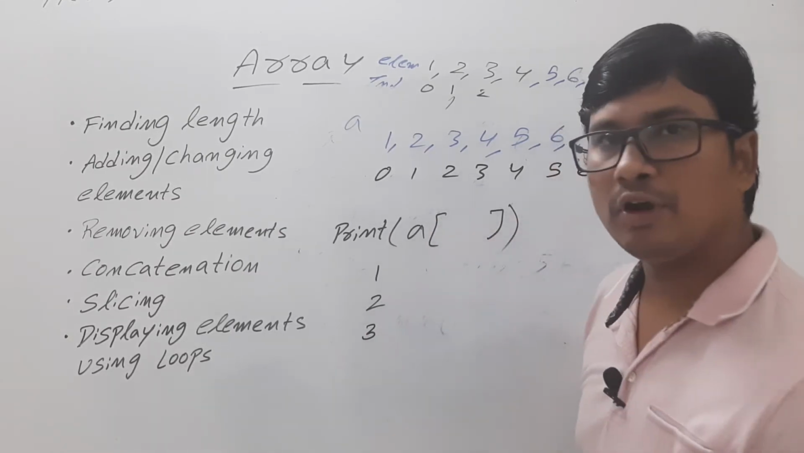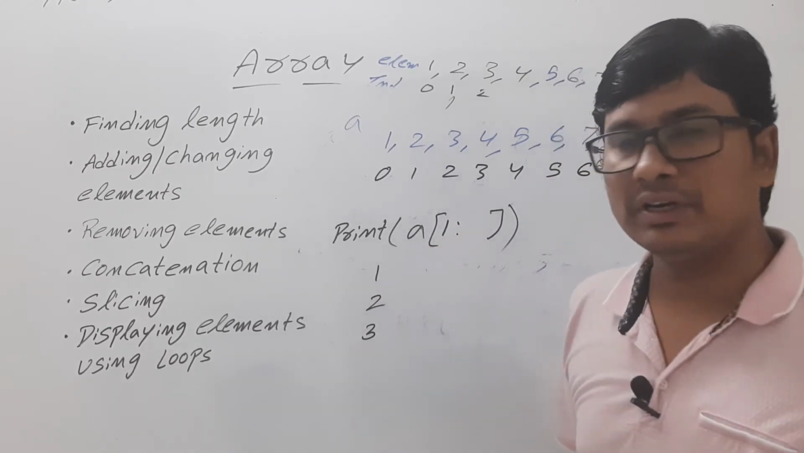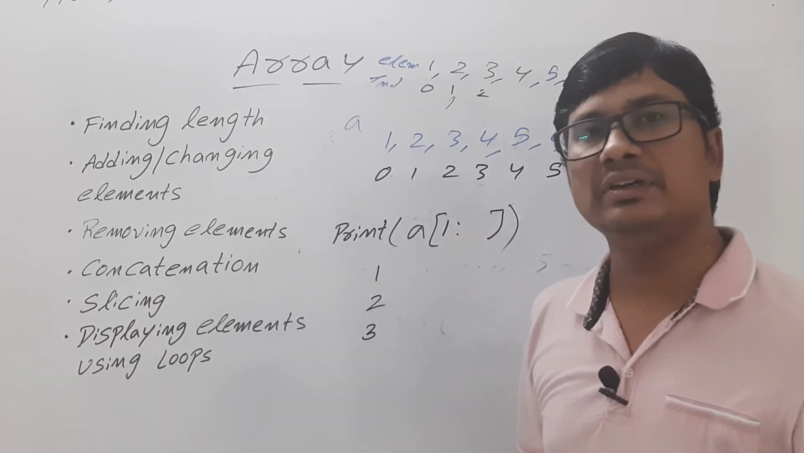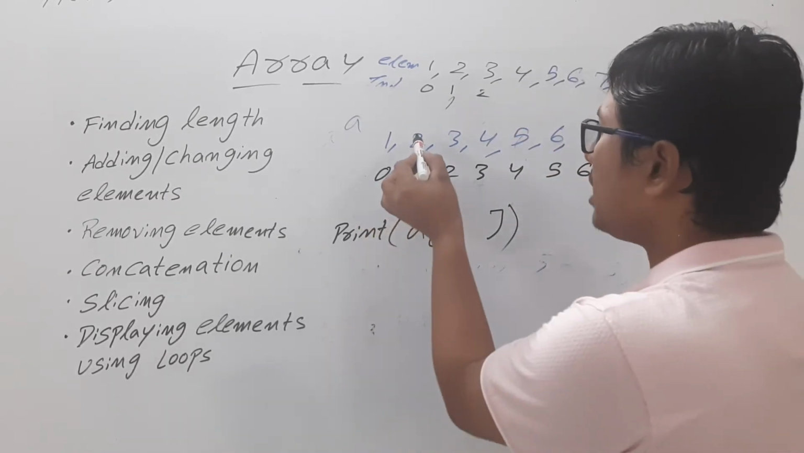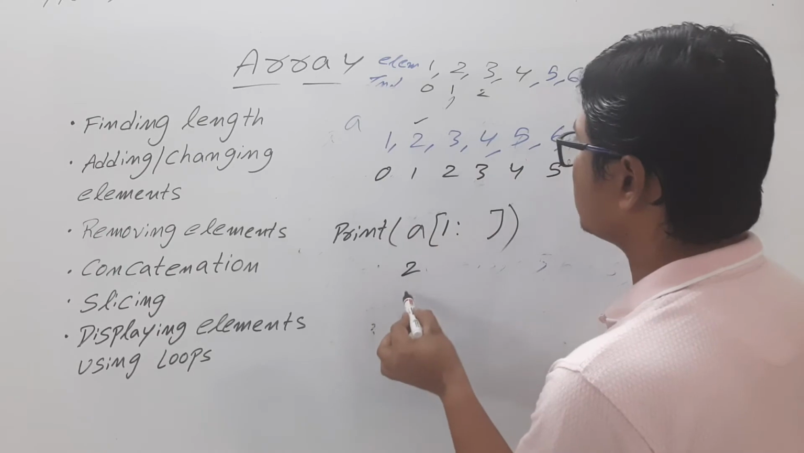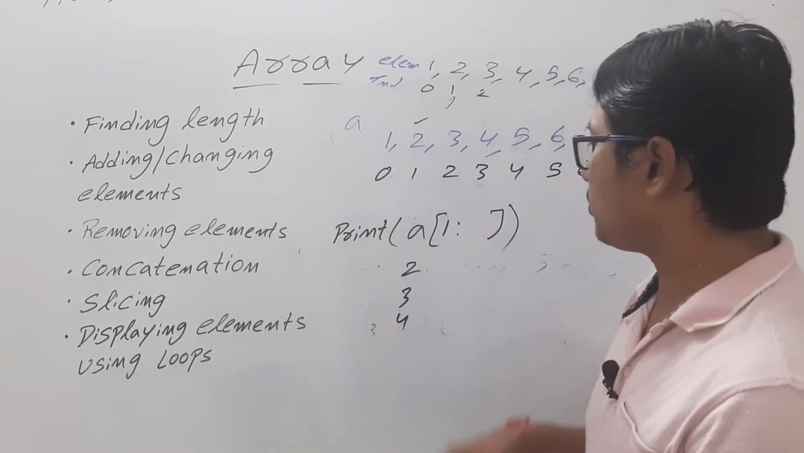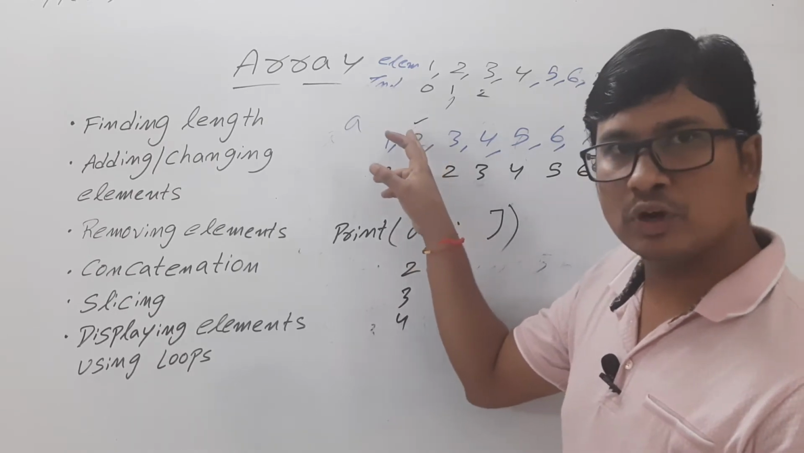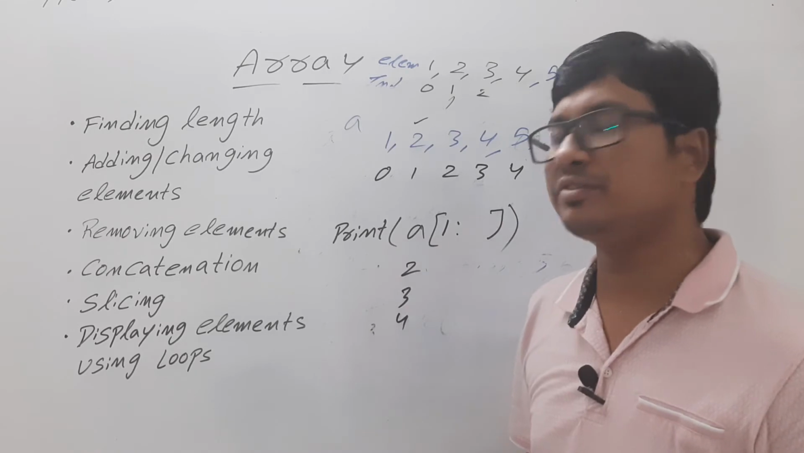Sir, I have not provided the ending index. Instead, I have provided the starting index and not the ending index. In that case, what will happen? It will start from index 1, such as 2, 3, 4, up to the last. Are you able to understand? If you just provide the starting index, it will display all the elements from the starting index till the last.